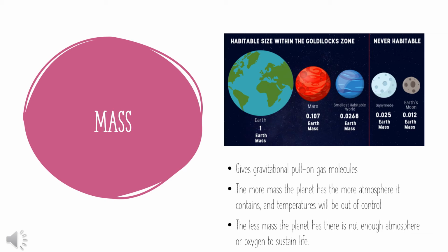Mass gives gravitational pull on gas molecules. The more mass the planet has, the more atmosphere it contains and temperatures will become out of control. The less mass the planet has, there is not enough atmosphere or oxygen to sustain life. So Earth has a mass of 1, so anything less will not have a whole lot of oxygen for life, so it cannot be habitable. And anything above 1 can have too much atmosphere and too much pressure, making it to where temperatures are out of control and life can still not be sustainable.